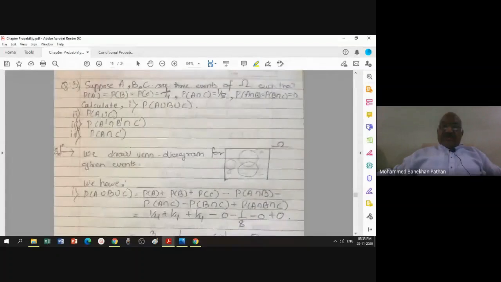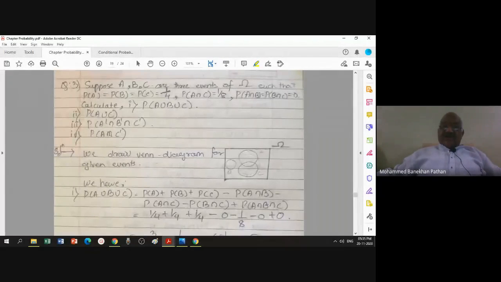Now third bit is probability of A dash intersection B dash intersection C dash. How can you find it? It is equal to probability of A union B union C whole complement by De Morgan's rule. And that means it is 1 minus probability of A union B union C, and that is 5 by 8. So you get the answer from this.